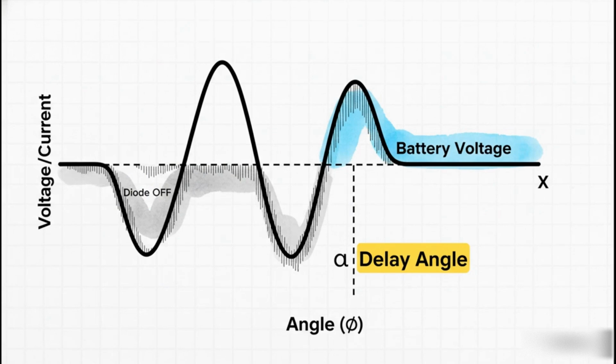So think about it like this. You're trying to charge a battery. That diode is like a one-way door, but it's got some back pressure from the battery itself. The diode won't open up until the voltage trying to get in is higher than the voltage already in the battery. This means the diode doesn't turn on at 0 degrees. It has to wait until the AC input climbs high enough. That point where it finally turns on is what we call the delay angle alpha.